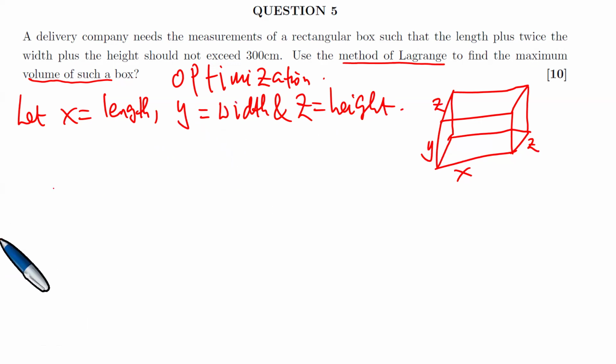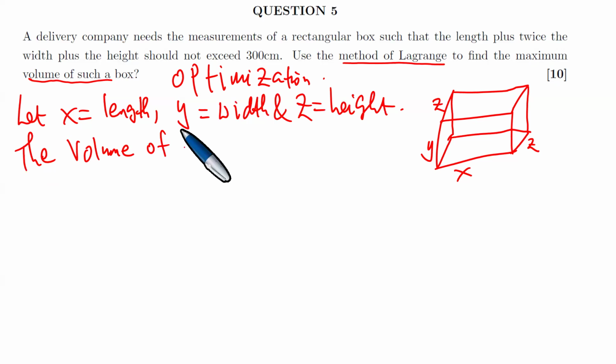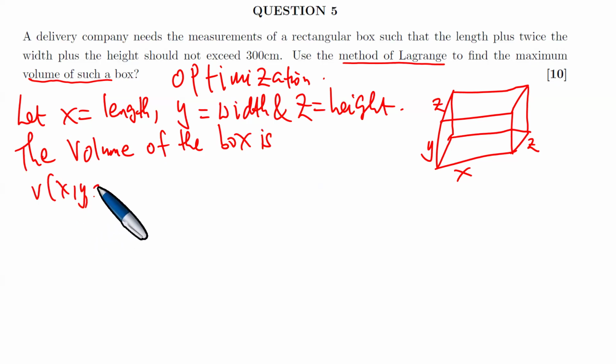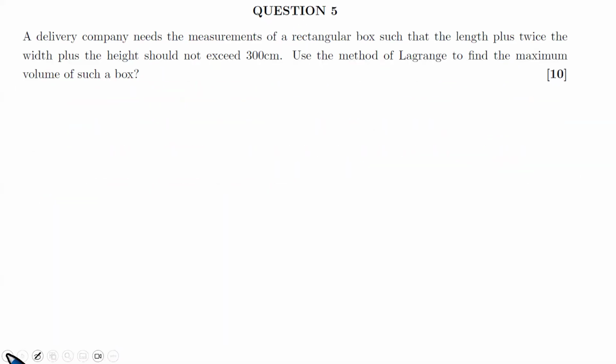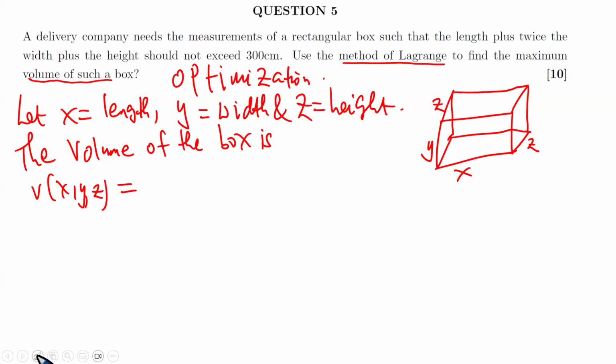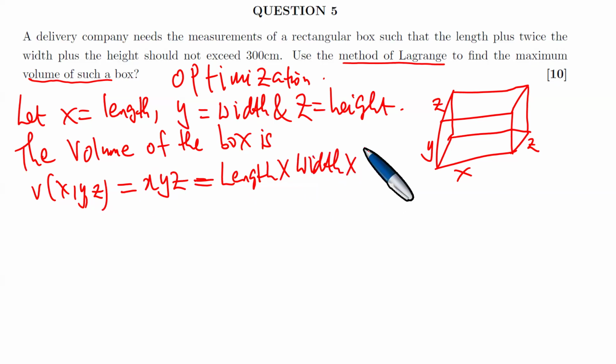Now, the volume. This one is from even high school, primary school. What is the volume of the box? It's a function of three variables, because volume is area of base times height. So it is length by breadth by height, so it is xyz. Length by width by height. So it is exactly this one, which is length by width by height.